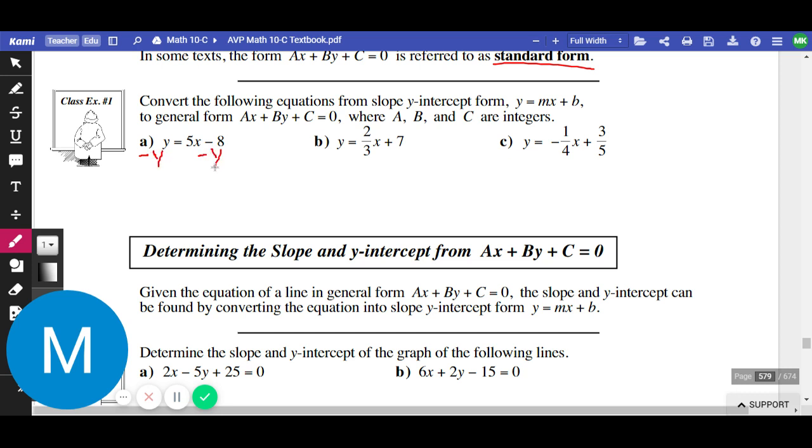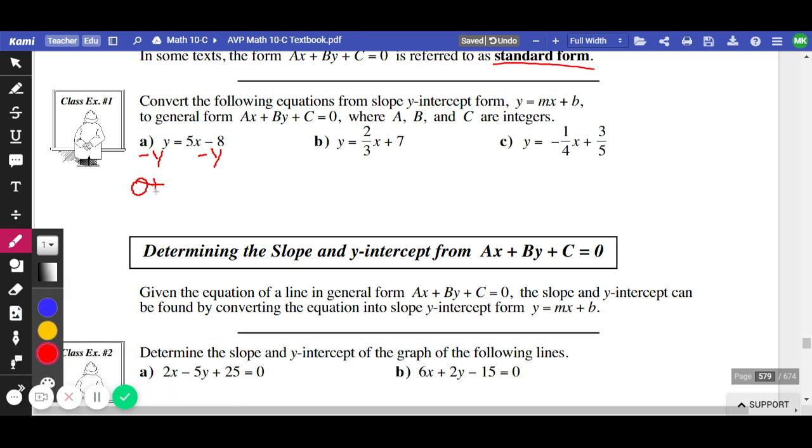When I subtract y from both sides, the left side will give me 0 equals, we still have 5x over here. There were no y's over there, so we just go minus y. And then we go minus 8. This is now general form because it equals 0, right? I moved everything to one side.